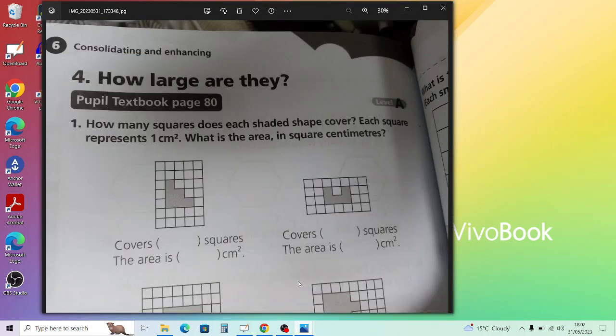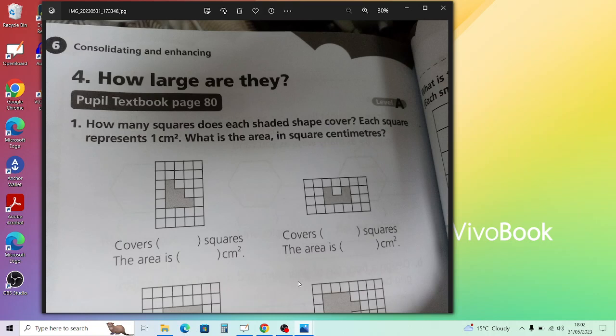And here is about areas, and each square is representing a centimeter square according to the level A question 1. So it covers this many squares, and we're going to call the number of squares, and the number of centimeters squared will be identical. So the second shape, for example, will be 1, 2, 3, 4, 5 squares, and that'll be 5 centimeters squared, because each square represents 1 centimeter squared according to the question.